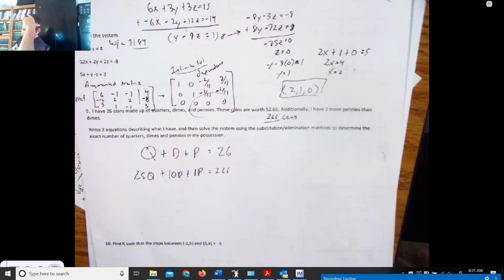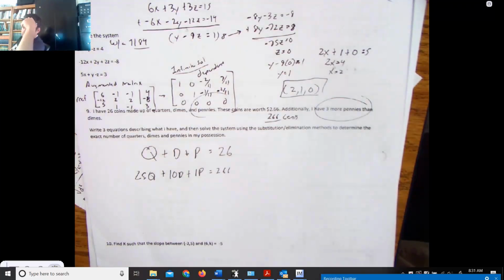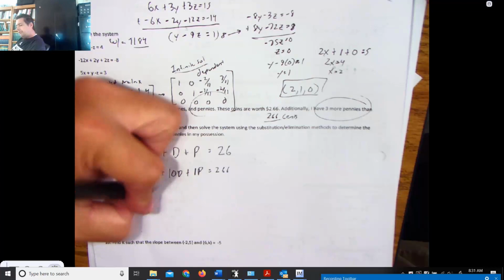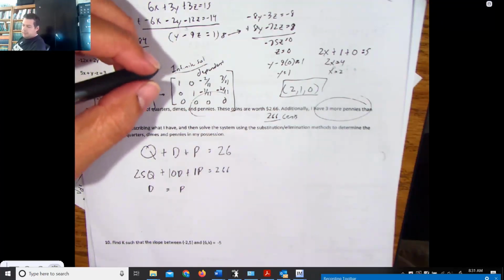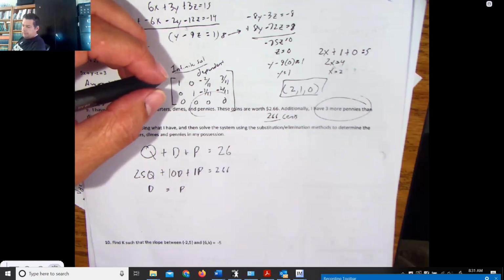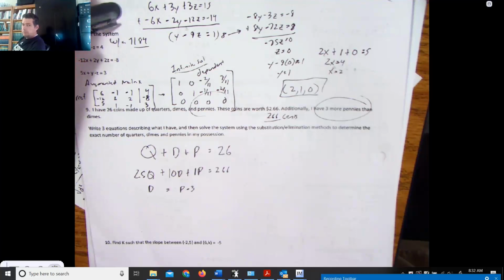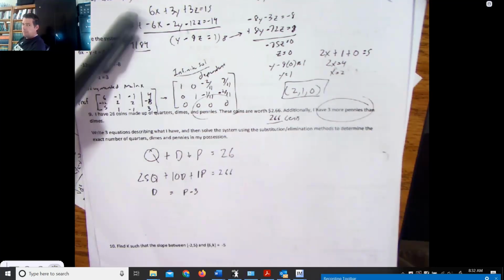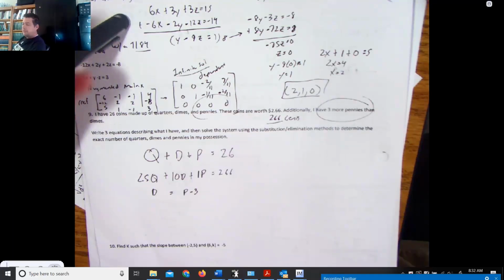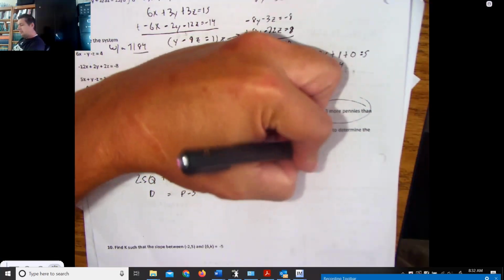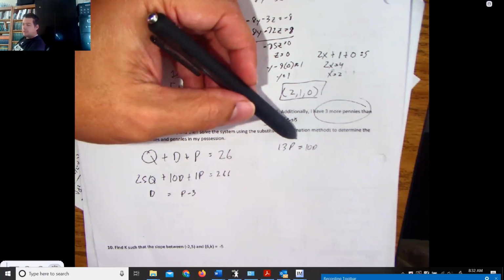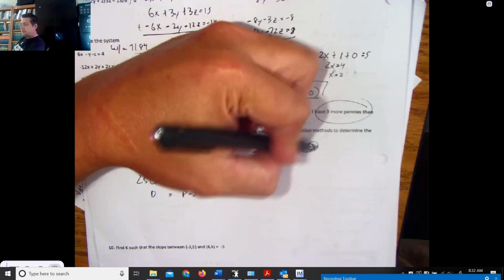This equation right here is the one that usually gets kids. I have 3 more pennies than dimes. Now I have to think about how I write it because I haven't written one in so long. If I have 3 more pennies than dimes, then the number of dimes is equal to the pennies take away 3. Seems kind of funny to write it that way, doesn't it? But think about it. If you had 13 pennies, you would have 10 dimes. So you'd have to take away 3. That's what that's implying. Take away 3 for there to actually be equality.